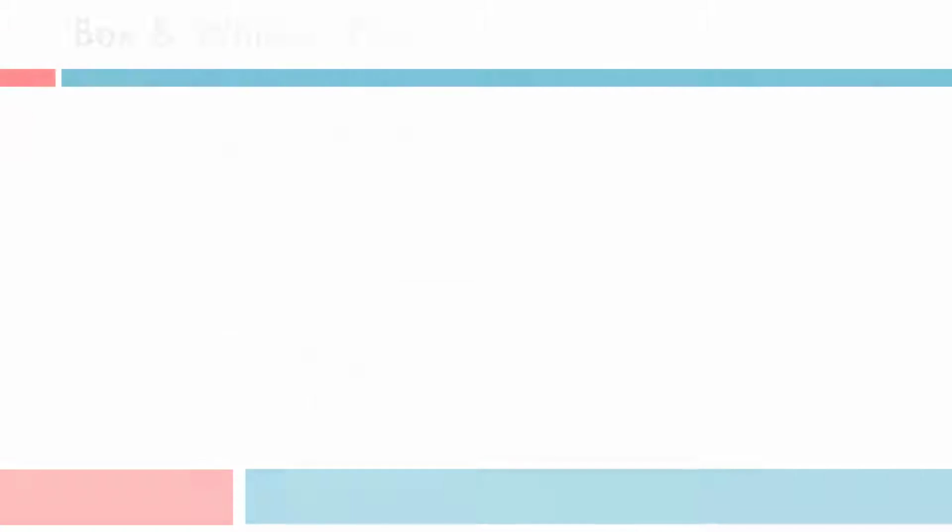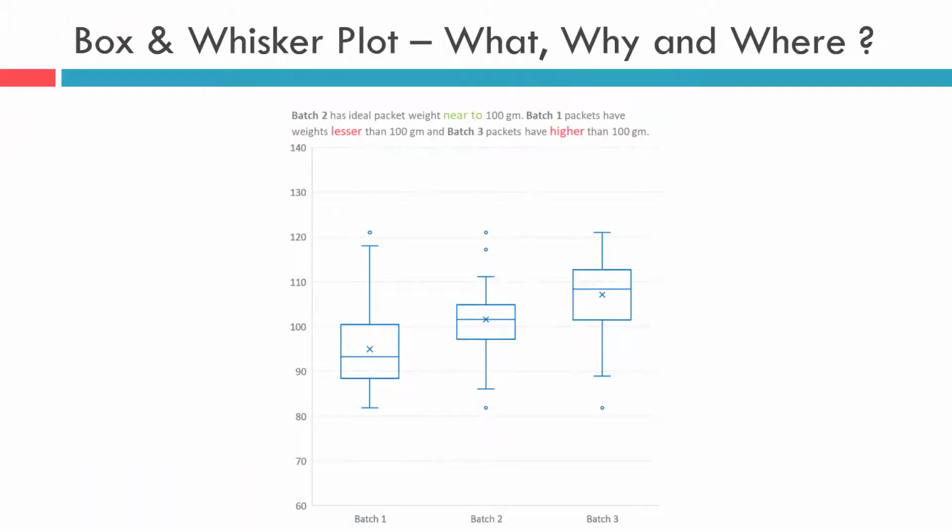plot. Here on screen you can see that I have displayed a box and whisker plot, which is also known as a box plot. It displays a lot of information in a single chart itself. Here on screen you can see that the box and whisker plot is created for the samples from all three batches. The X mark in all of these three charts displays the average weight for samples in a given batch. So for batch 3 you can see that the average weight might be near 108 grams.